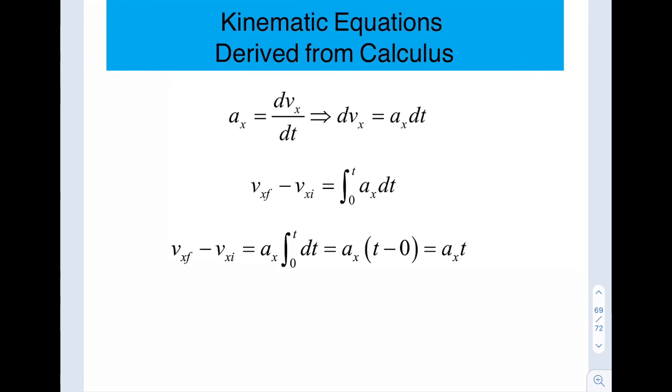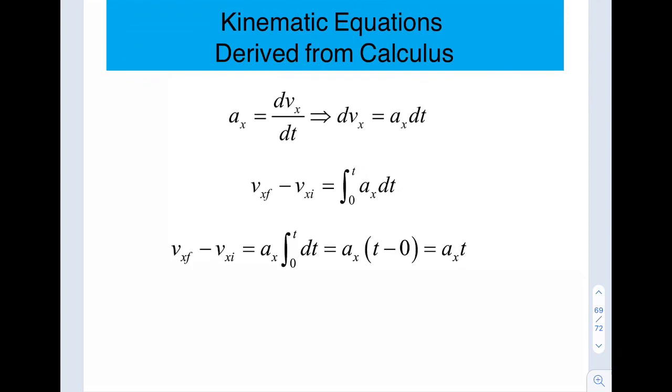For a, acceleration is dv over dt in terms of the x-axis. The same goes for the y-axis. If you rewrite this equation, you will get dv equivalent to a dt. dv, what does that mean? It's actually v final minus v initial, equivalent to the integral or antiderivative of acceleration with respect to time, where the time begins from 0 until the t that we are interested in.